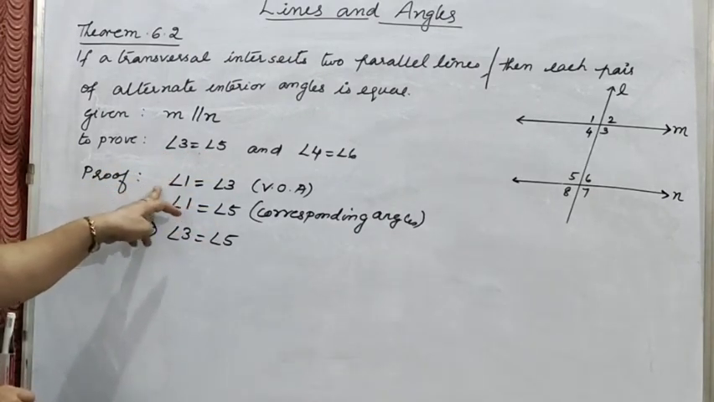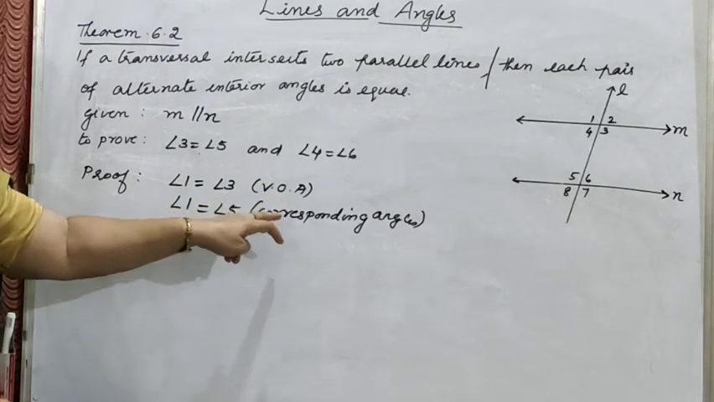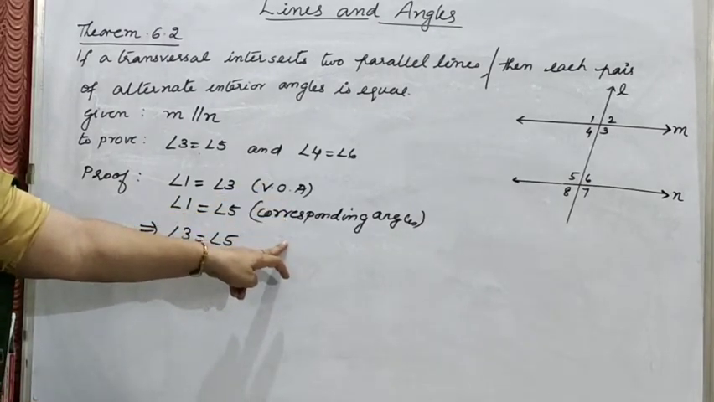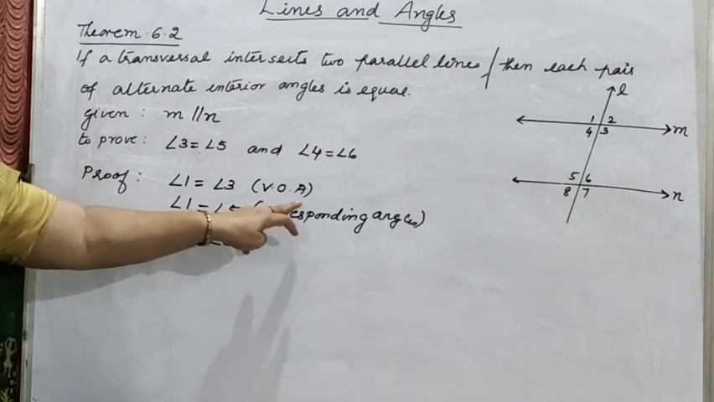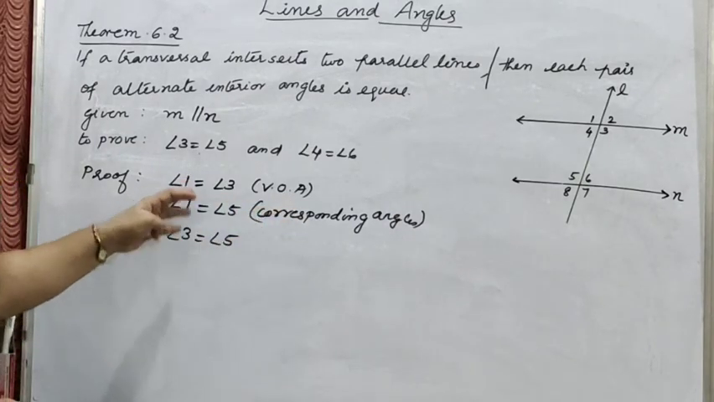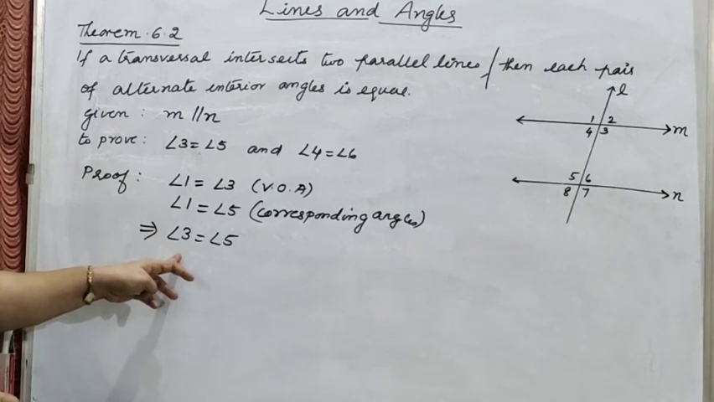So first we used the vertically opposite angle criteria, then the corresponding angle criteria. The first is a theorem we have proved and the second is an axiom for us. By using these two criteria we got angle 3 equal to angle 5.